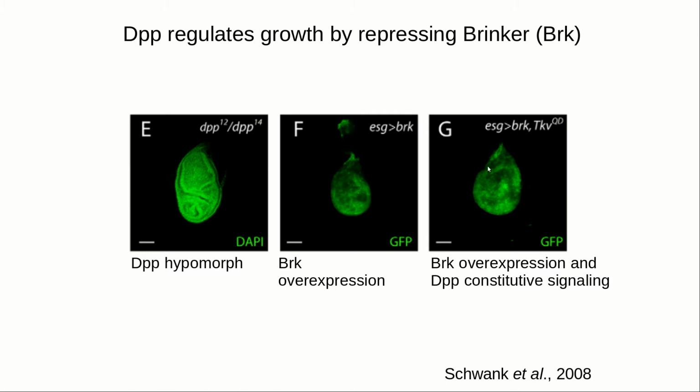And if you overexpress Brinker and have constitutive signaling of DPP, which means that you overexpress basically both Brinker and DPP independently, you get the same result again, a small disk. So DPP signaling cannot overcome Brinker expression.